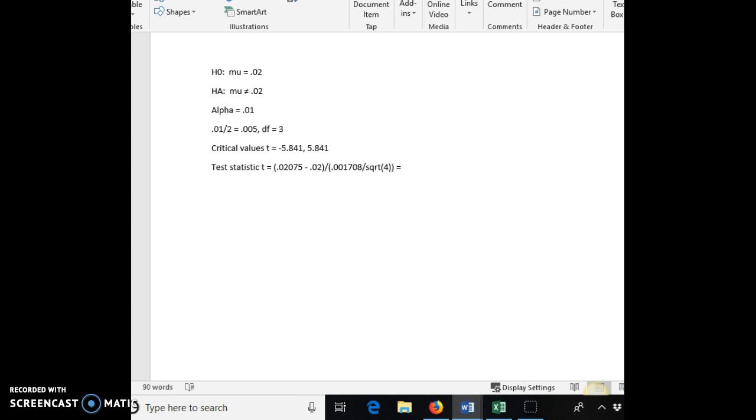All right, so let's do this calculation in our calculator. On the top, we're going to get 0.00075, and on the bottom, we're going to get 0.000854, and then let's divide these out, and that gives us 0.878. All right, now, in this particular instance, let's note that 0.878 is neither to the left of negative 5.841 nor to the right of positive 5.841. So it's not in the rejection region.